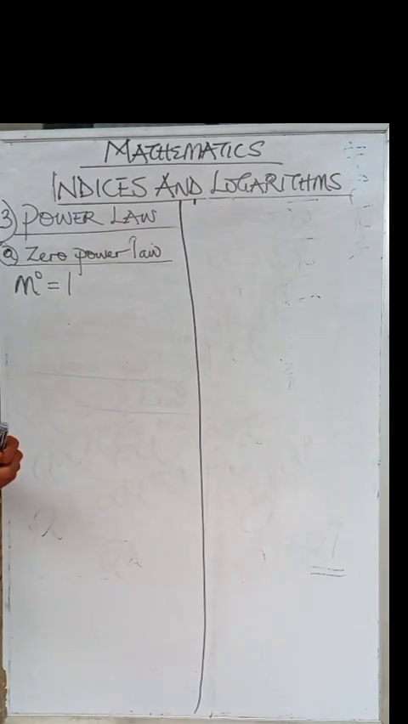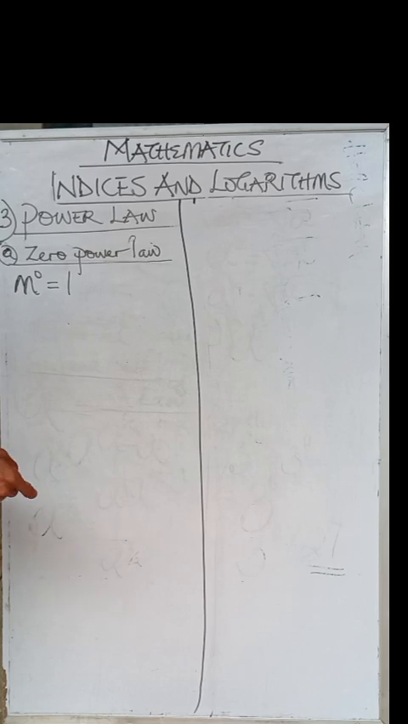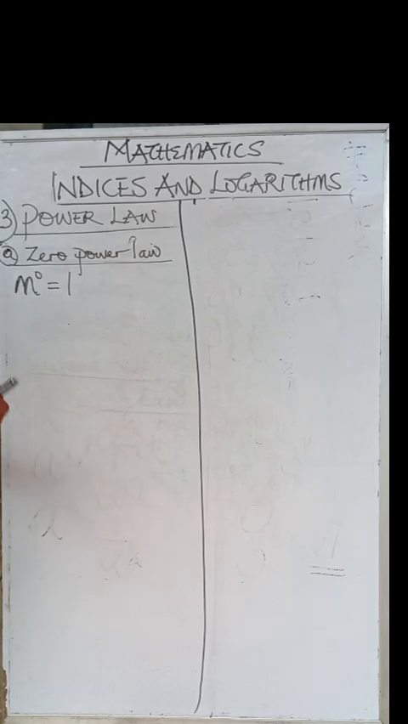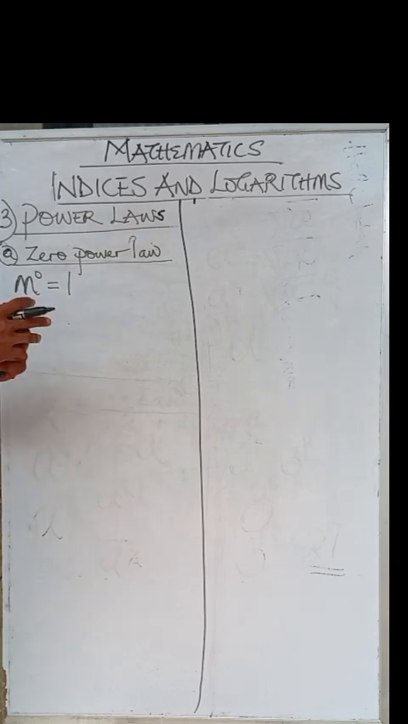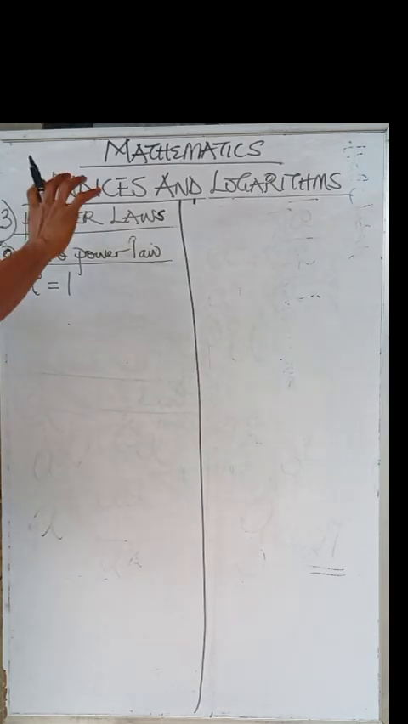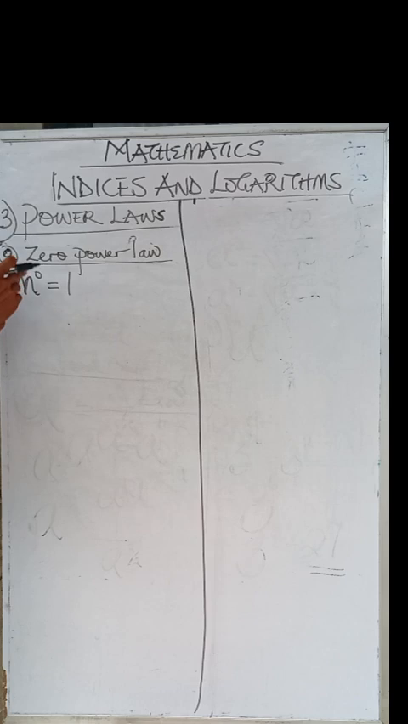And from our last topic, we're still talking about the laws of indices. In the last lesson we covered two of the basic laws, which are the multiplication law of indices and the division law of indices. Now we're talking about power laws. The power laws are four in number, and the first one is called the zero power law.